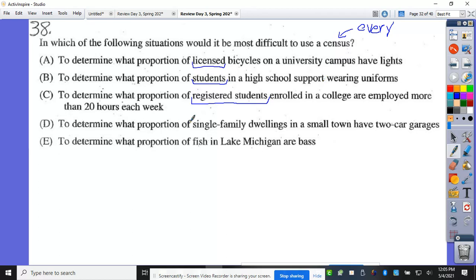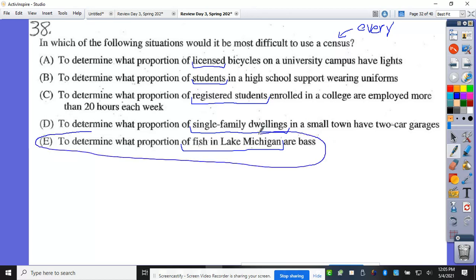D: To determine what proportion of single family dwellings in a small town have 2-car garages, could that be done? Yes, again, maybe efficiency, you actually have to ride around and do it, but does that seem like it's easy to acquire? I don't have a list where they all signed in when they got there. Everything else I essentially do. So if you didn't keep reading, you might have picked C, but if you kept reading, surely you would have picked D.